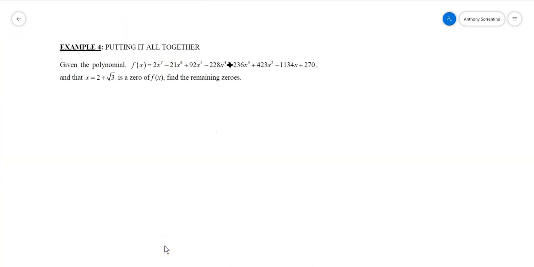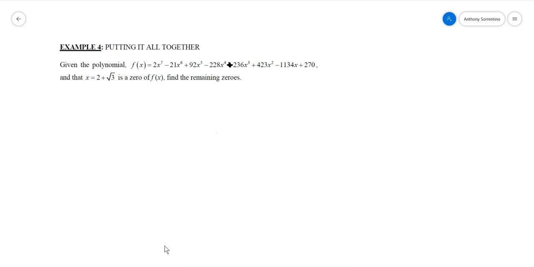So for example 4, you're given this 7th degree polynomial function. Sorry about the big wonky plus sign there, but there was a sign error that I noticed when I made the slide. I fixed it in the notes, but didn't fix it here until then. I'm being told that x equals 2 plus the square root of 3 is a zero of f of x. I'm asked to find the remaining zeros.